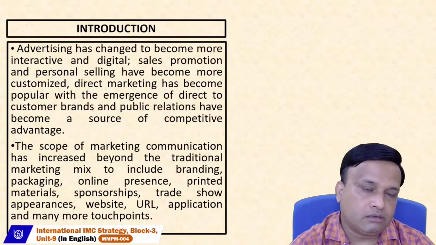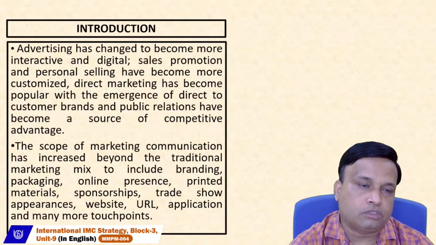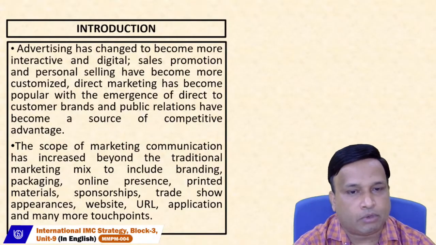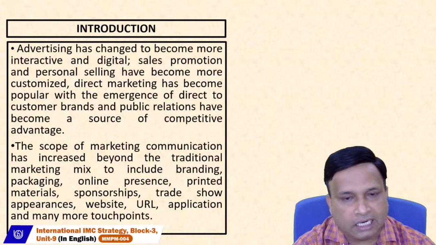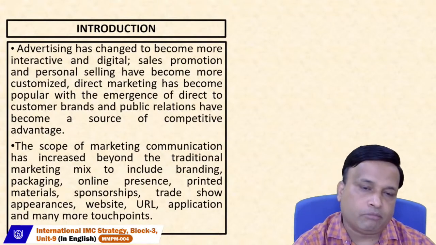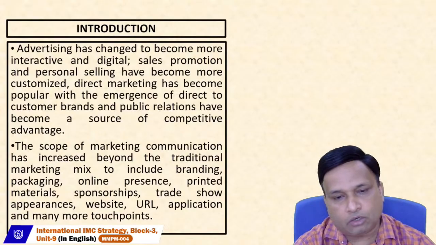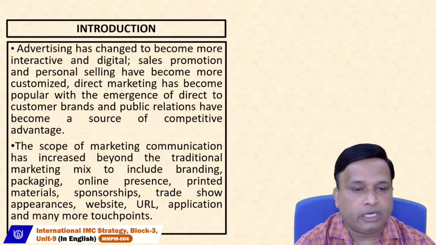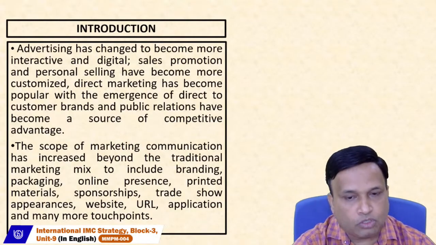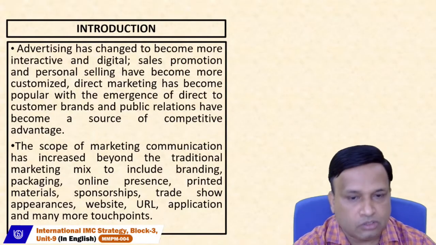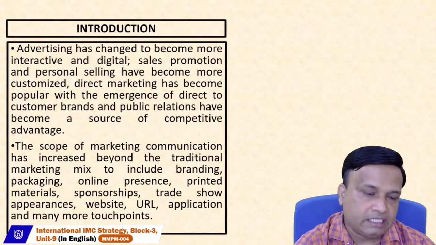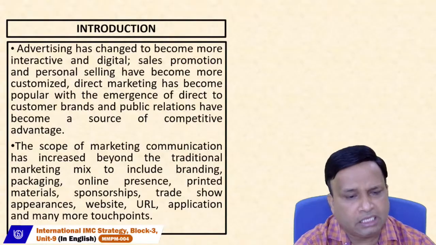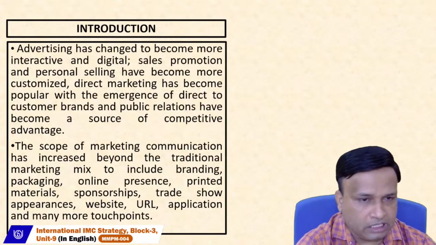So the scope of the promotional mix, which includes advertising, sales promotion, direct marketing, personal selling, and public relations, has changed over the years, and it has to be dealt with separately by the marketers. The scope of marketing communication is also not limited to only one area. It has gone beyond that. It is no longer confined only to the marketing mix. It has to include the branding aspect, the packaging aspect, online pages, printed materials, sponsorship, trade shows, appearance, everything.